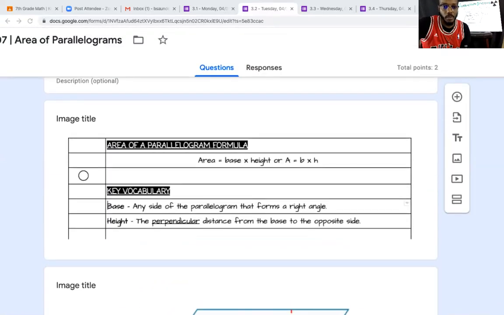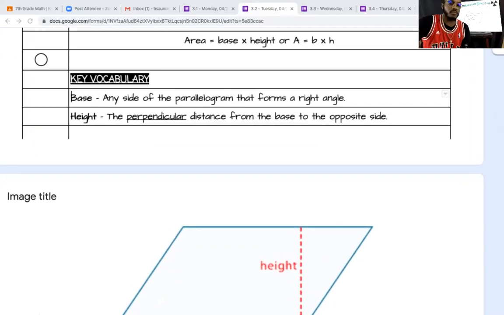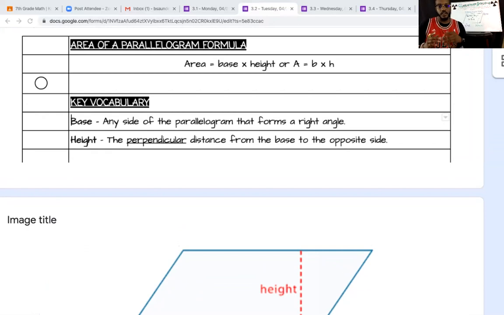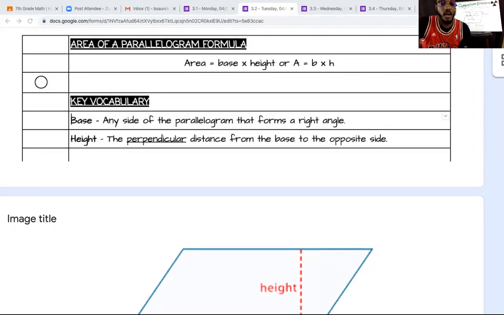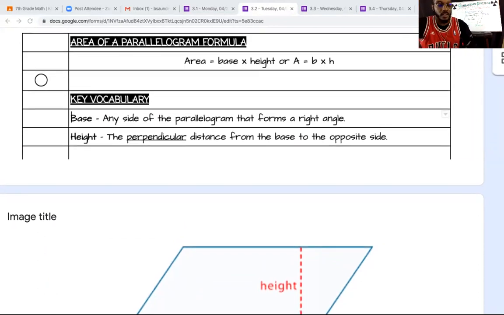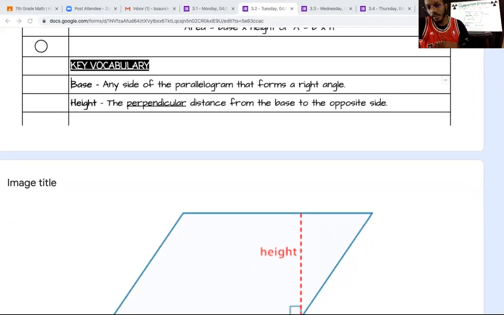When we're talking about parallelograms, our main focus is just finding the area of a parallelogram. The area of the parallelogram has the exact same formula as a lot of things you guys are used to, like squares and other quadrilaterals. The way that you find the area of a parallelogram is area equals base times height, or A equals B times H.